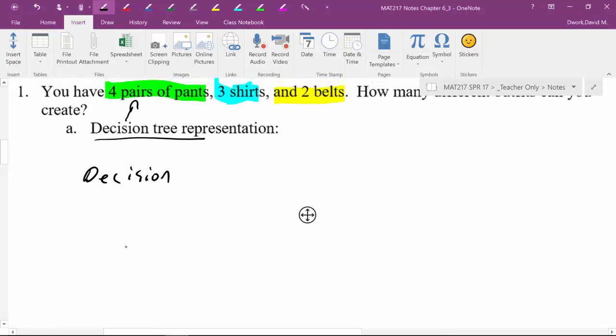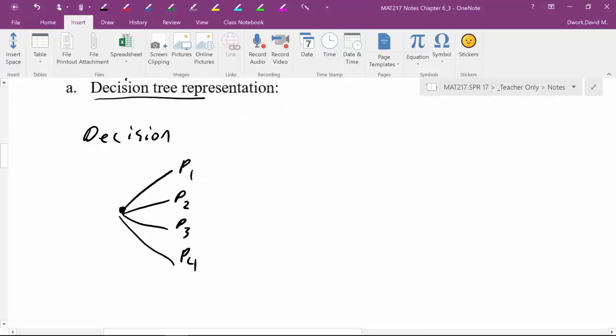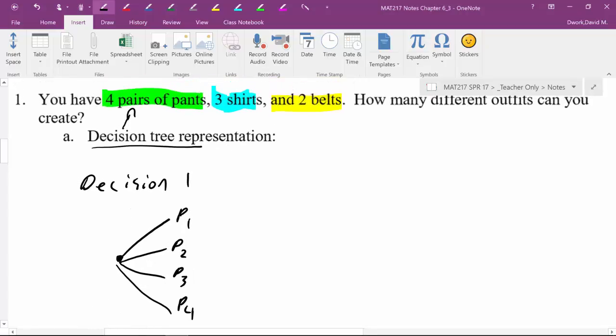We had 4 pairs of pants. So if I'm standing here at my first decision, I have pair of pants 1, pair of pants 2, pair of pants 3, and last but not least, pair of pants 4. So how many choices do I have? 4 choices. Okay, that was decision 1.